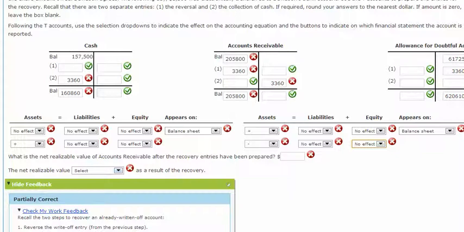The net realizable value of my accounts receivable does not change, because I'm still going to have my accounts receivable of $205,800 minus my allowance for doubtful accounts, which was $65,085. I take that back. It would decrease, because we are decreasing our net realizable value by the amount that we're putting back into the allowance for doubtful accounts. Yeah, it would decrease.